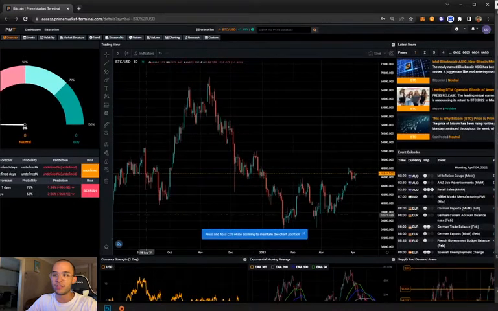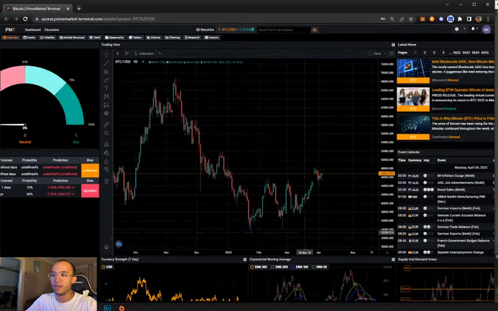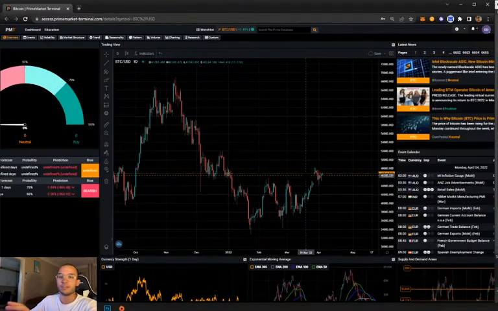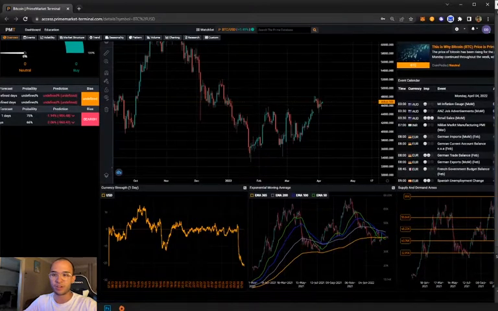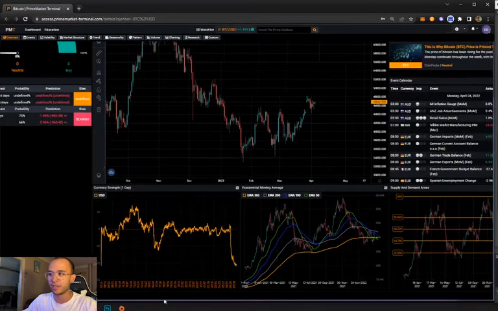Next over, we've got the TradingView chart. This is interesting because you get to plot your own analysis. I'm not going to do it now, but you can use the analysis you've put on the chart together with everything else that Prime Market Terminal has shown us.